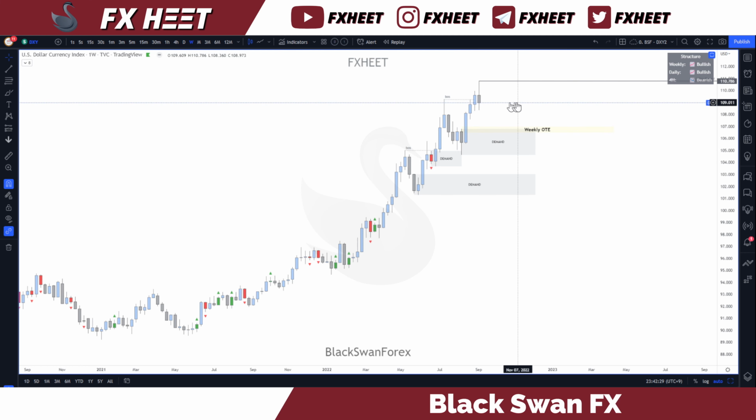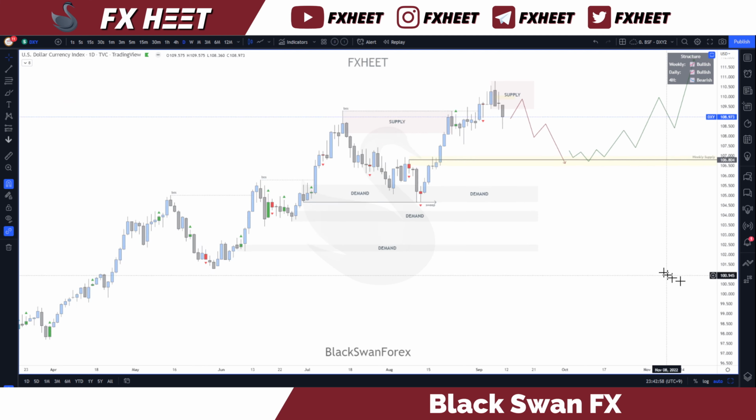So after taking out the highs, we can expect a pullback. The pullback appears to have already started, and hopefully we get some short-term bearishness on DXY. Like I said, I'd like price to come into demand, which coincides with the weekly OTE level, before it reverses and pushes back up and goes for the highs again. Now let's go to the daily time frame.